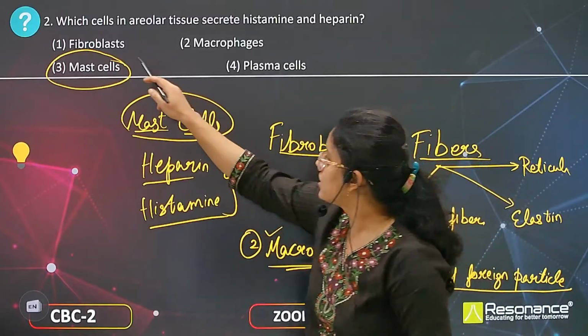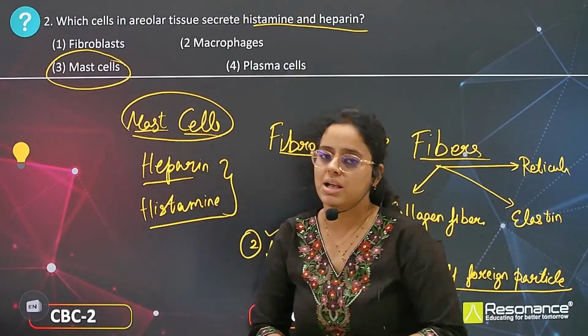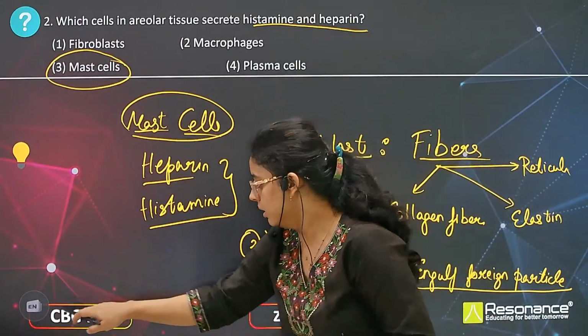So which cells are secreting histamine and heparin? Yes, mast cells is our answer.